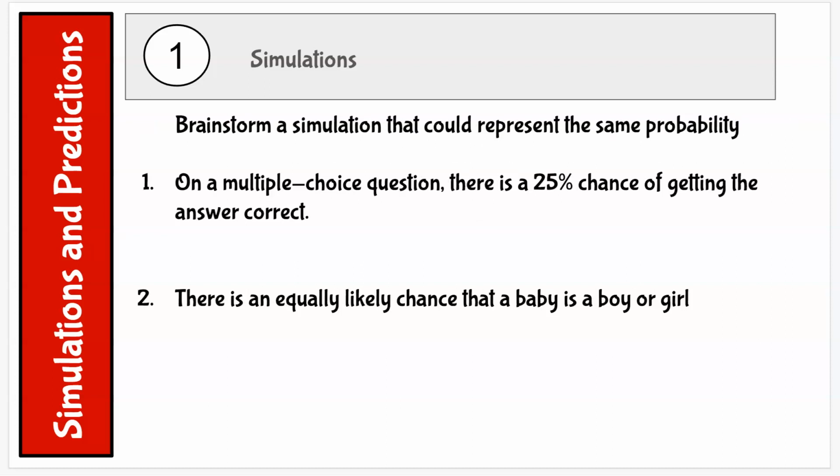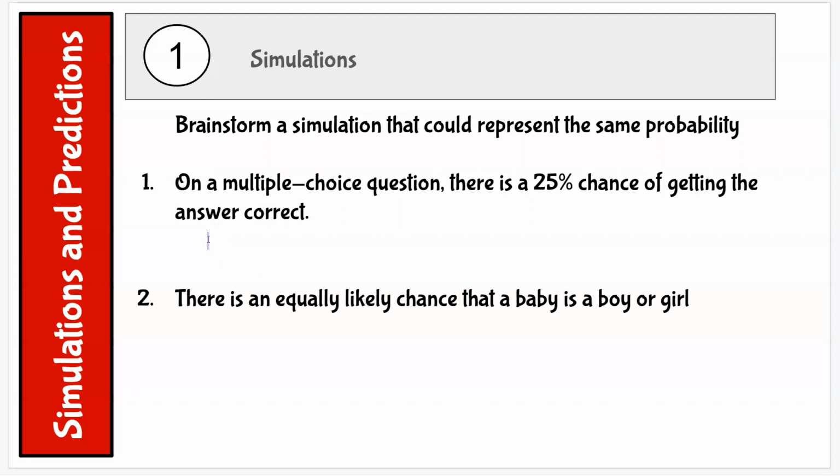On a multiple choice question, we know that if it's A, B, C, and D, there is a 25% chance of getting the answer correct. What is something else that has a 25% chance of happening? What could I use to make a simulation and find out some probabilities? What do you think of?